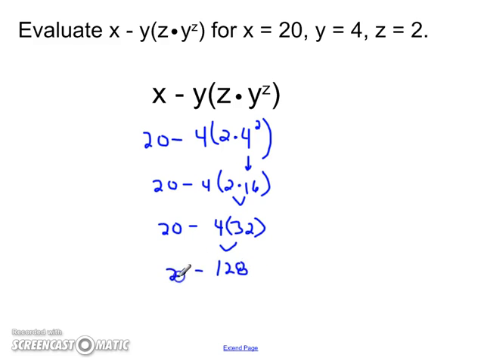And now I can do 20 minus 128, which I know already will be a negative. 128 minus 20 is 108, and that is a negative answer. When I take something bigger out of a number, I run into the negatives.